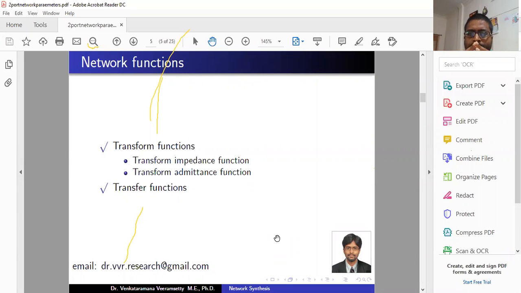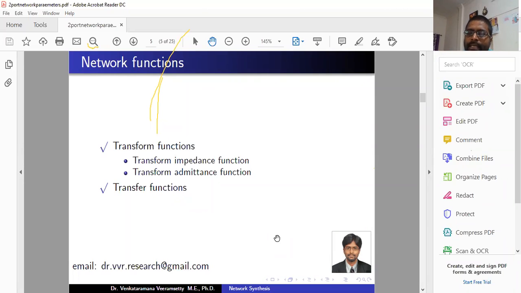Transform functions are again categorized into two types. One is the transform impedance function, and the other is the transform admittance function. So these are the network functions. Generally, these network functions are used to find the electric circuit parameters in network synthesis. So these are the transform functions and transfer functions.